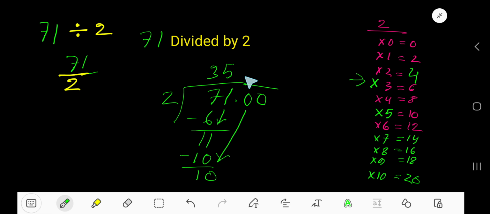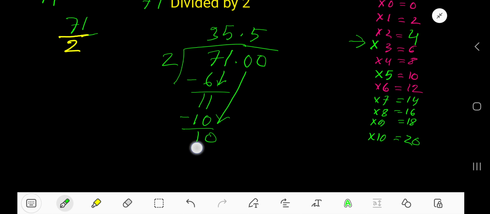But before this 0 there is a decimal, which must come into the quotient directly. So write 5. 5 times 2, 10. Subtract, 0. So you are getting 35.5 as your answer.